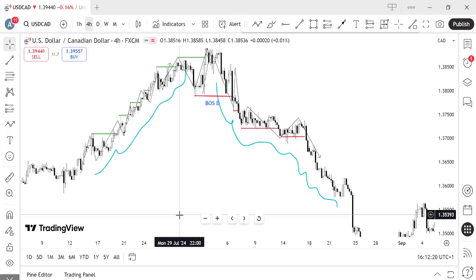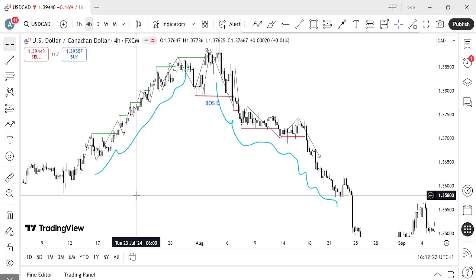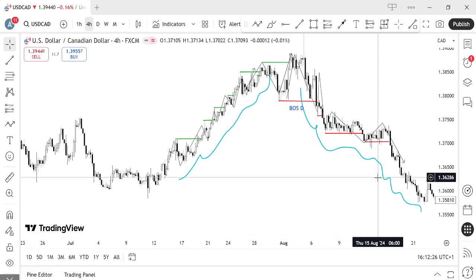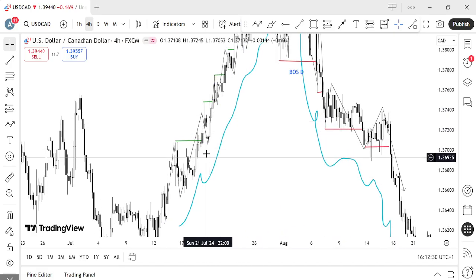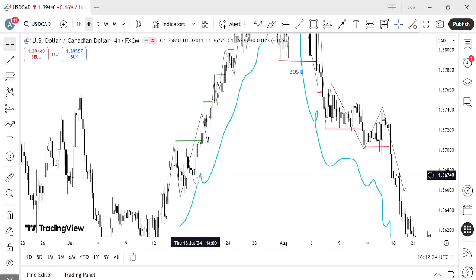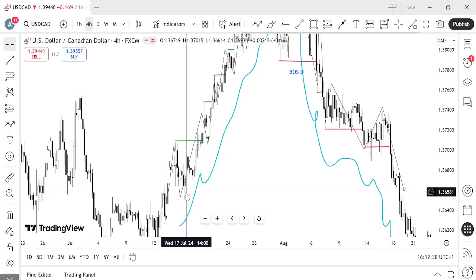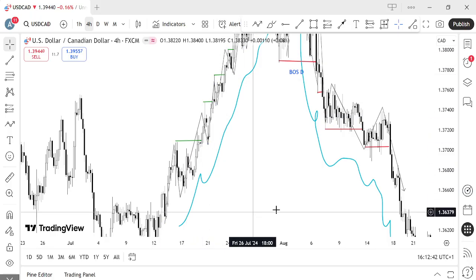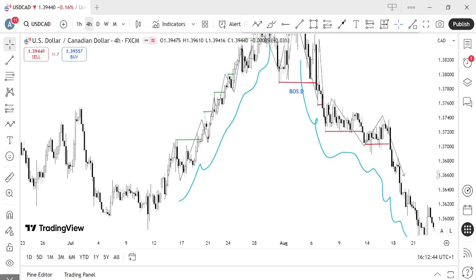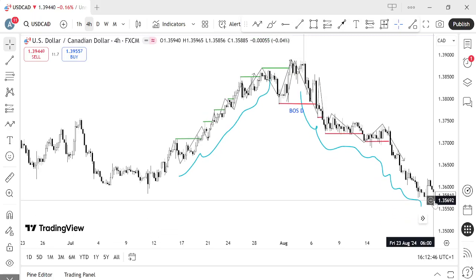Okay, now let's talk about the entry. After marking the structure, let's assume this was where we caught the price. This was where the market was when we started analyzing this pair. So from this moment we know we've broken to the upside, then we are expecting the price action to form an uptrend.